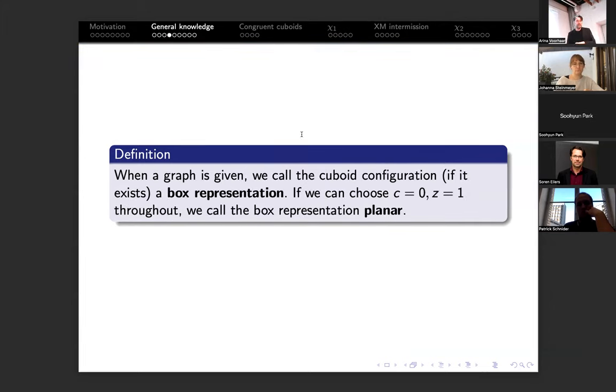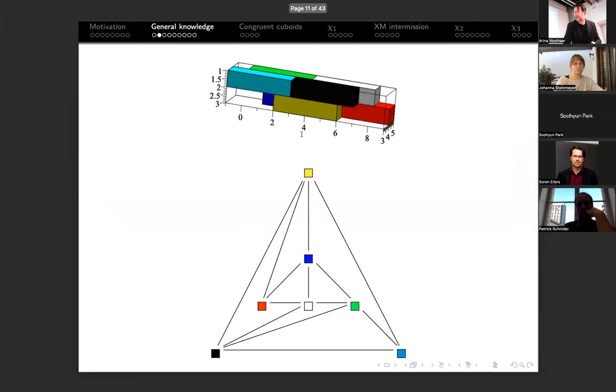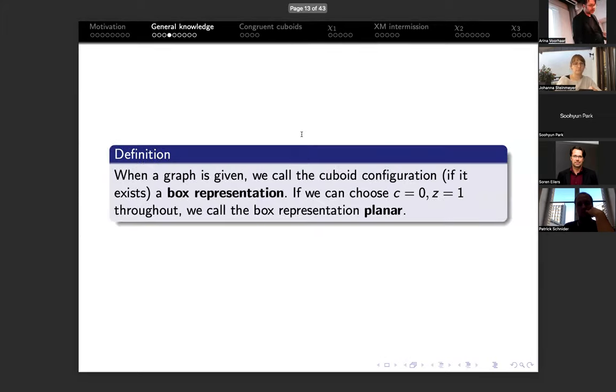So this far, I can talk about the situation: here's a bunch of cuboids and here's the graph. But you can do the opposite question. You start with the graph and then you ask, can you find some cuboids that will give this graph? And there's a significant literature about this. So we will say that if we have a graph that can be represented with a bunch of cuboids intersecting in the appropriate way, we call this a box representation, sometimes cuboid representation.